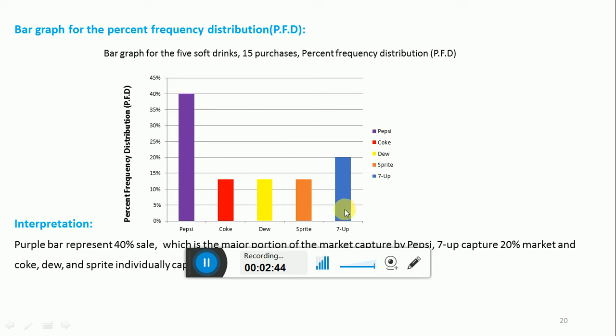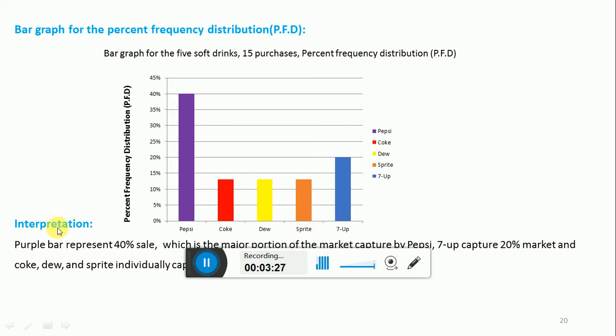7-Up represents the second most attractive soft drink, which is extended to the 20% sale. It means 7-Up captured 20% share of the market, and the other three, Coke, Dew and Sprite, each individually captured 13.3% share of the market. So from this bar chart, one can easily understand which soft drink is most attractive and which soft drink is less attractive. So Pepsi is the most attractive soft drink and Coke, Dew and Sprite are the less attractive soft drinks.